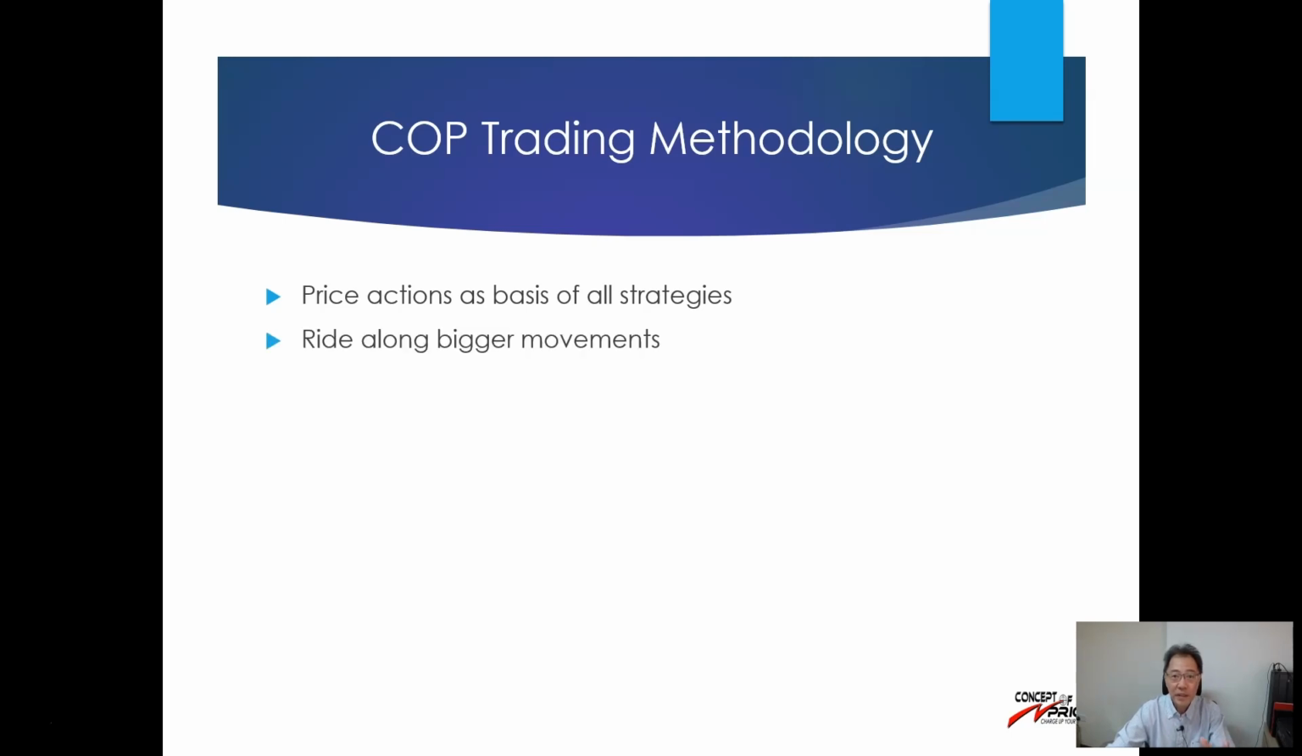Because we use a different volume-based chart, it allows us to see the medium trend and the long-term trend, allowing us to take trades and ride along with the bigger movements. We use volume-based candlesticks instead of time-based candlesticks. Now, what's the difference between these two? Let me give you an example.